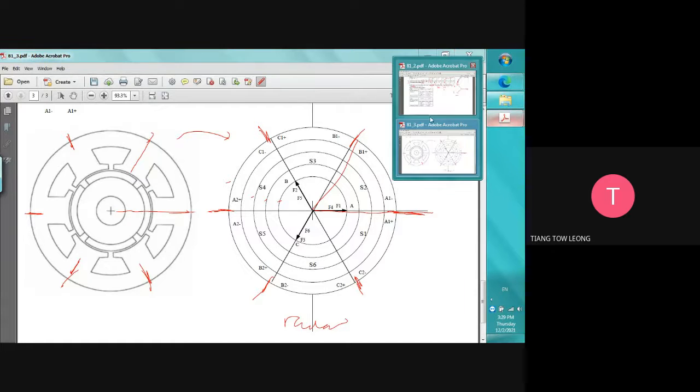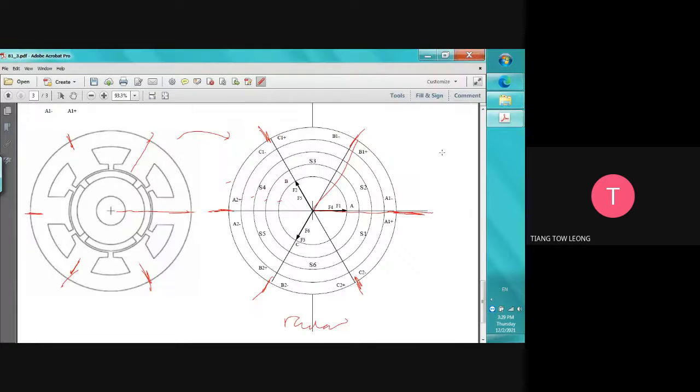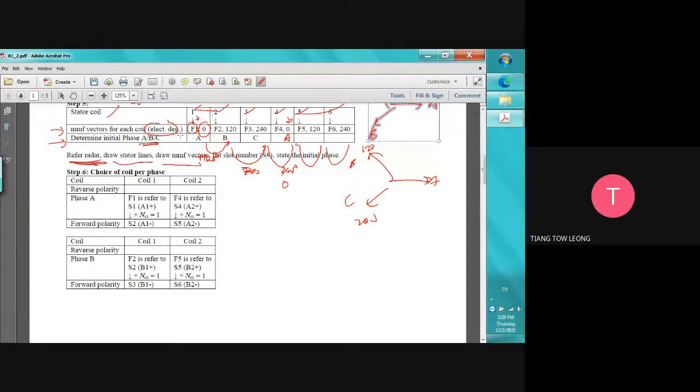After that, we need to draw the MMF vector. When we want to draw the MMF vector, we need to refer to the MMF vector row, this one. For here, maybe it's too crowded. Let me delete it first.